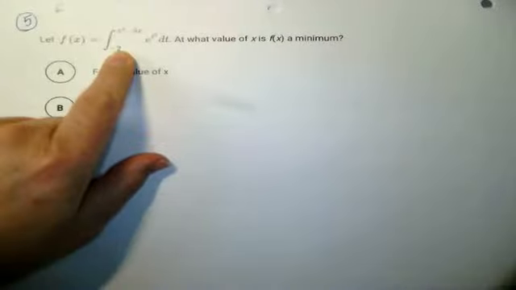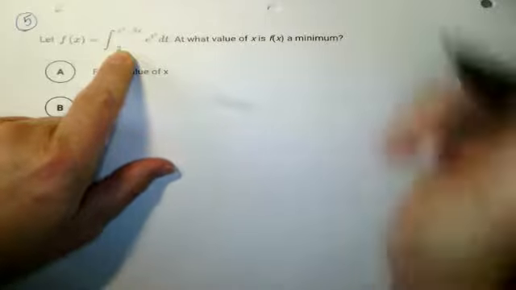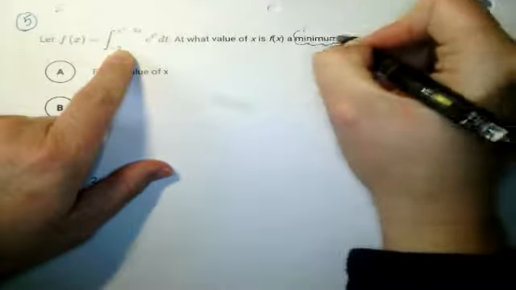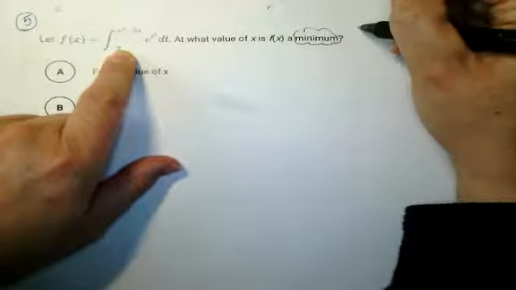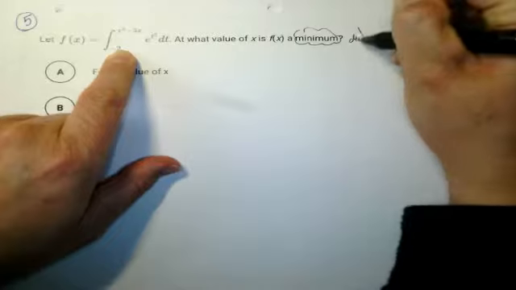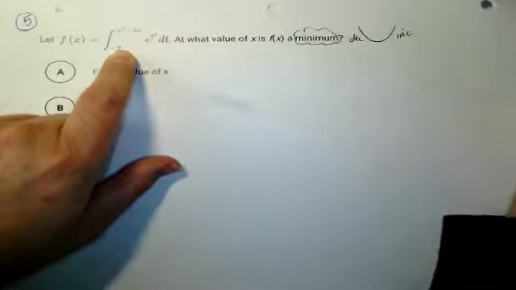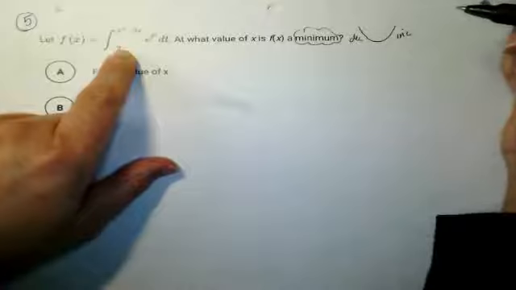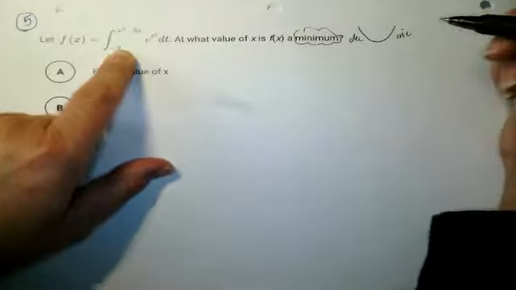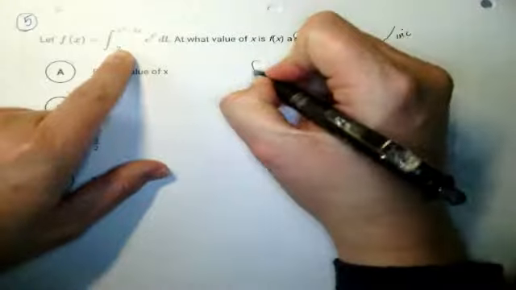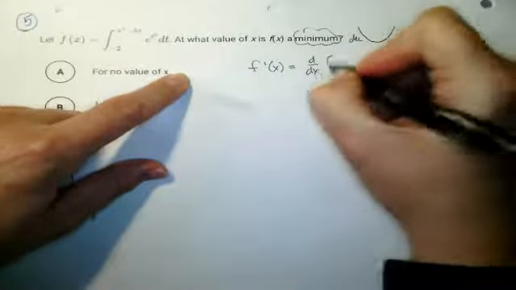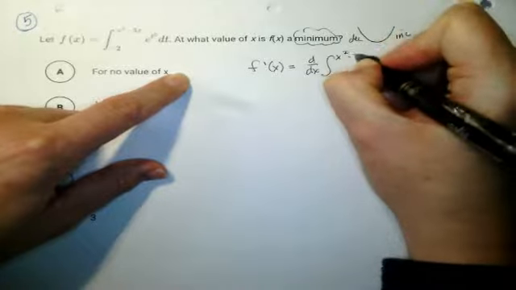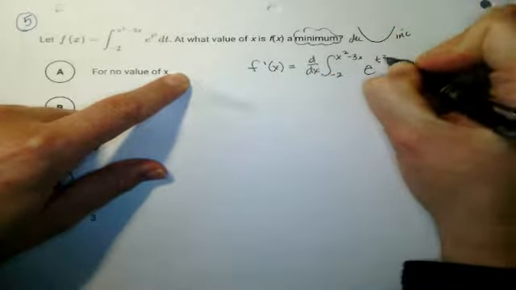All right, let f of x equal this craziness. At what value of x is f of x a minimum? Again, minimum, maximum. So we know that we would get a minimum value if our function is going from decreasing to increasing. And so what we want to do is find that critical number by taking the derivative. So f prime of x would be the derivative of this integral. Well, that's a tricky one, which is why I wanted to do this one.